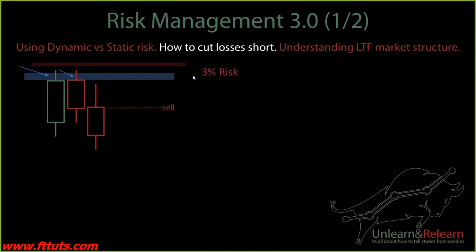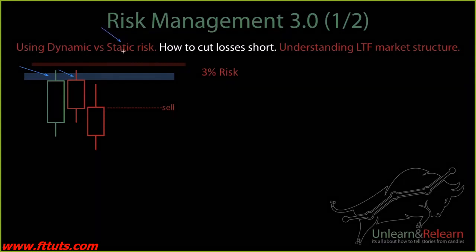So let's say someone says, okay, well, I'm going to put my stop loss up over here and I'm going to use 3% risk. Now, there are two ways to go about that. One way to go about that is to use static risk, right? If you're using static risk, you're placing a sell over here and you are now saying that, okay, this is my 3% risk. Right? If price comes up and hits my stop loss, I'm going to lose 3%.